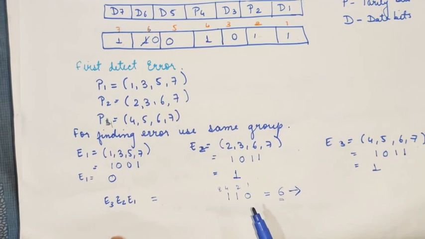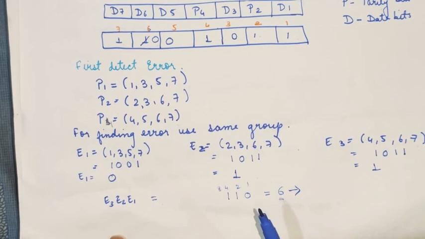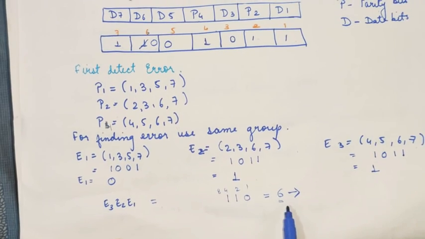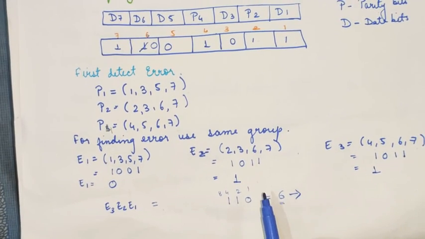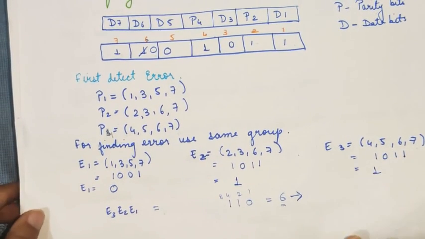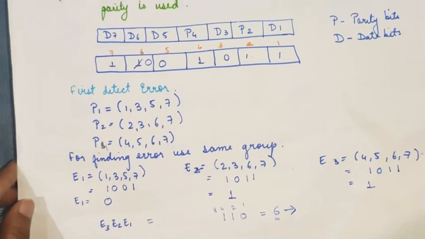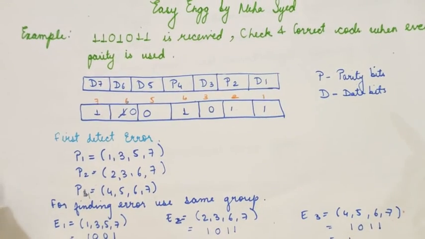Because we are using binary values, if we know the position of an error and the bit is 0, we can say the correct bit would be 1. If it is 1, we can say the correct bit would be 0. So simply we can identify the error and correct the error with the simple technique that we have seen in this video. So I hope you understand.